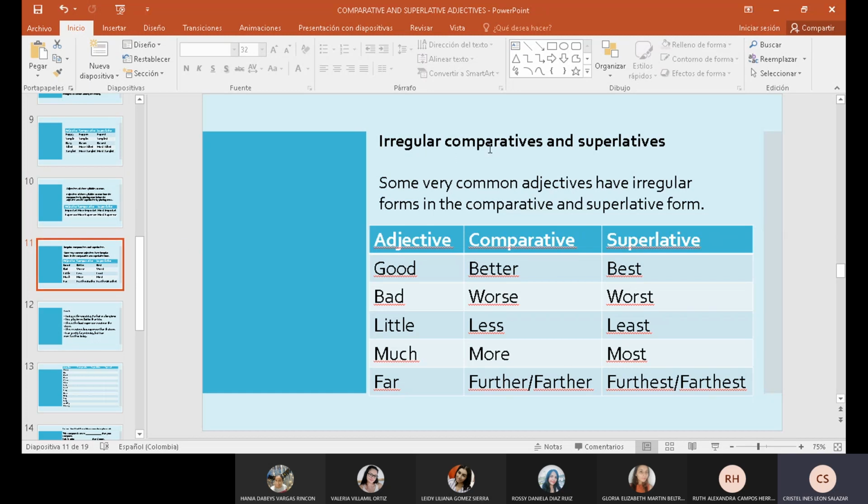These are irregular comparatives and superlatives.